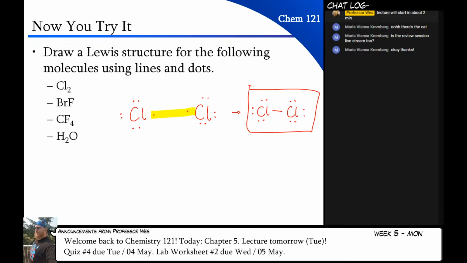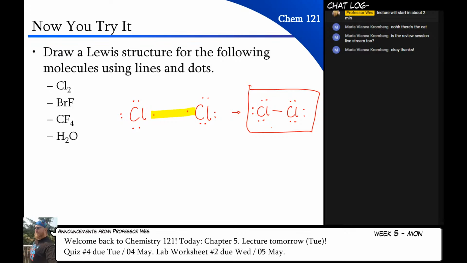Now, does everything have an octet? Well, I can count around the left atom, and I have 6 dots and then a bond which counts as 2, so that's 8. Same thing on the right atom, 6 dots and a bond that counts as 2, that's 8. Remember, the bonds are shared, so you can count them as many times as you need to. All the atoms attached to the bond get to count those electrons as theirs.